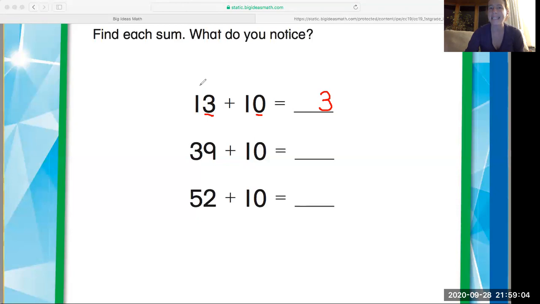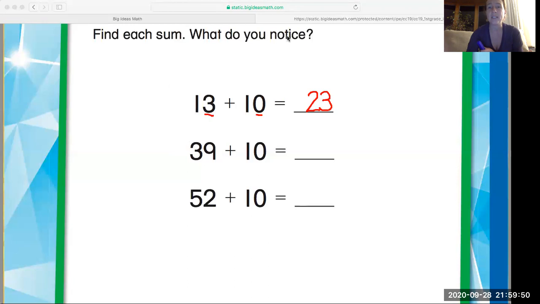Now I'm going to add the tens place. Now we see a 1 here, but it's in the tens place. So it's one tower of 10. It's 10, it's not 1. So we're going to add 10 plus 10. And what's 10 plus 10? I'm hoping you all said 20. So we're going to put 2 tens or 20, right? 1 ten plus 1 ten equals 2 tens. So 13 plus 10 is 23.